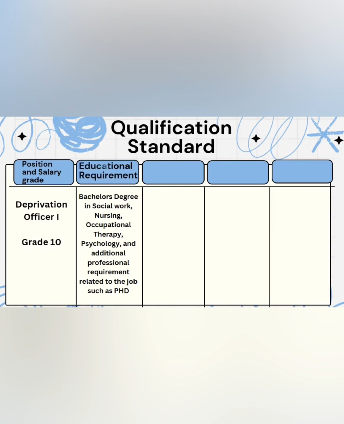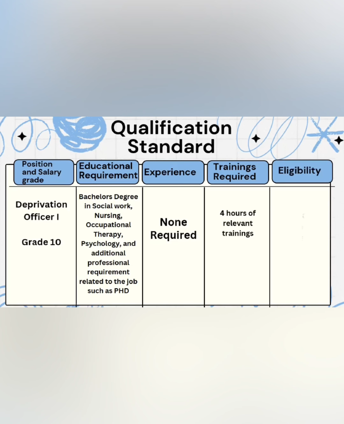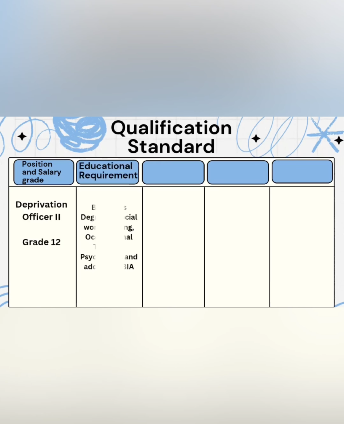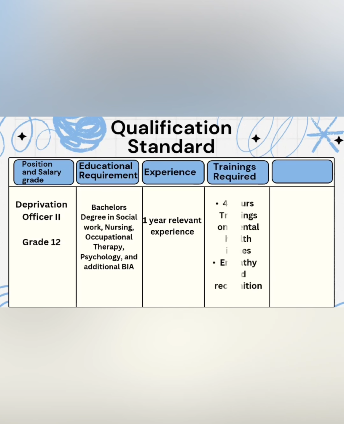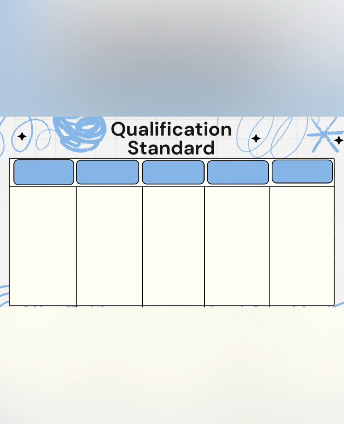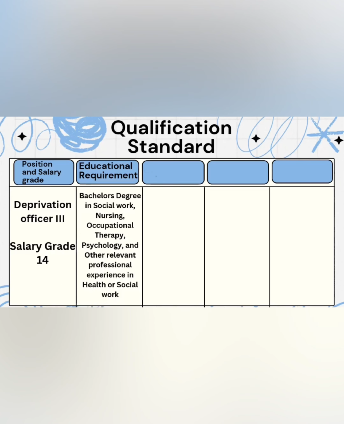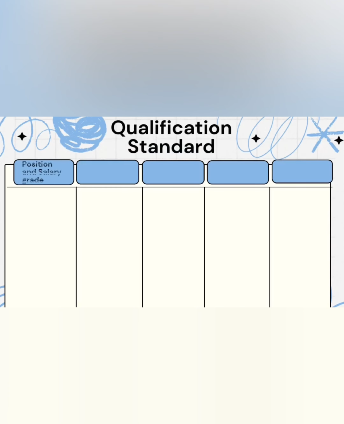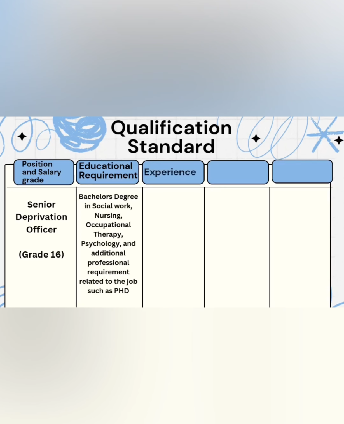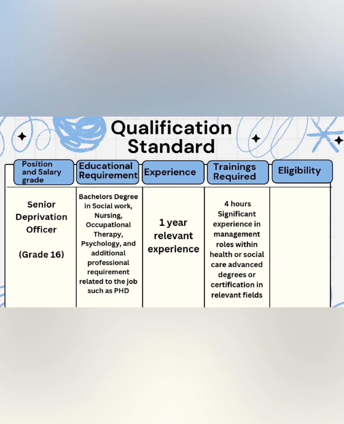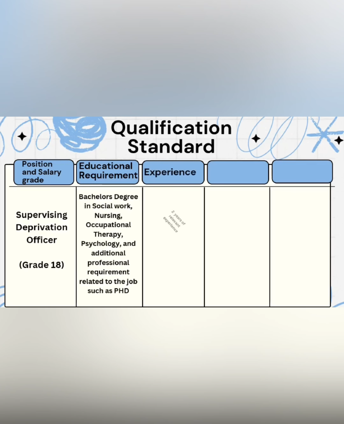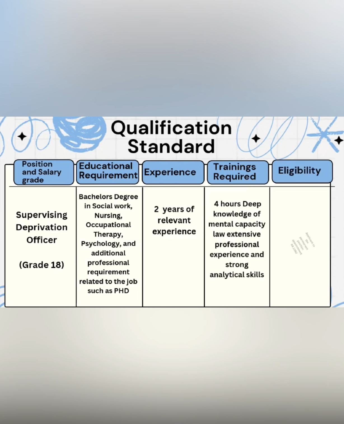With the qualification standard, the Deprivation Officer is tasked to oversee and manage situations involving deprivation of a certain right. Deprivation Officer 2 will provide high quality, effective, and efficient business support to the service manager. Deprivation Officer 3 will give additional support in safeguarding adults and services. Senior Deprivation Officer is a higher-rank staff responsible for making decisions. Supervising Deprivation Officer is responsible for overseeing individuals deprived of certain liberty.